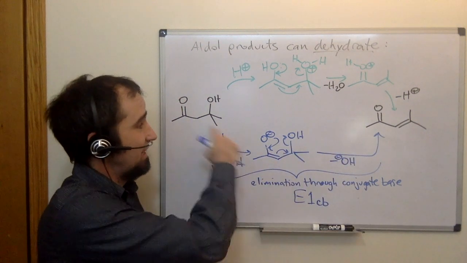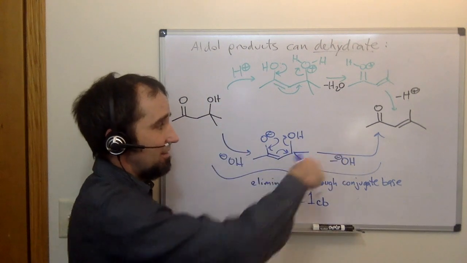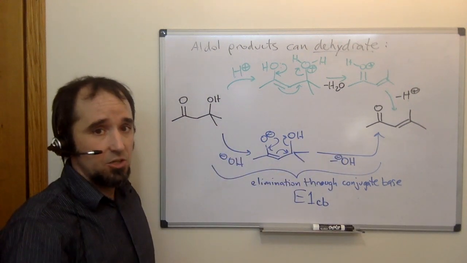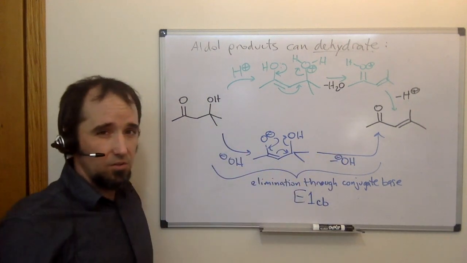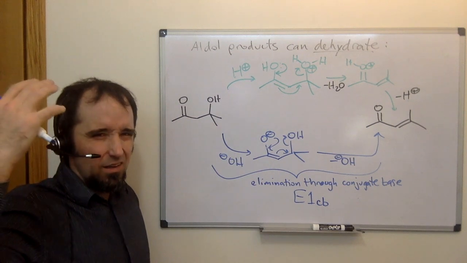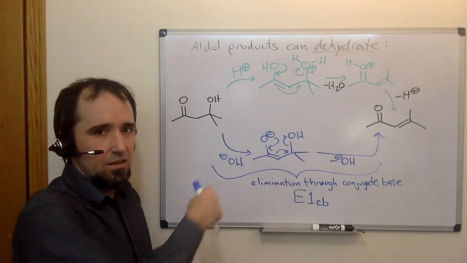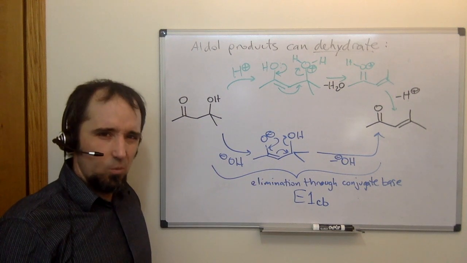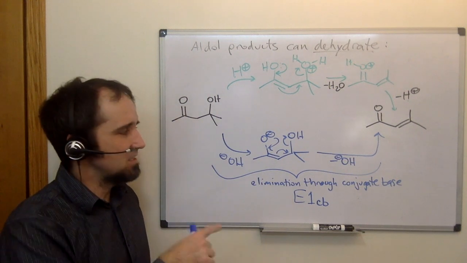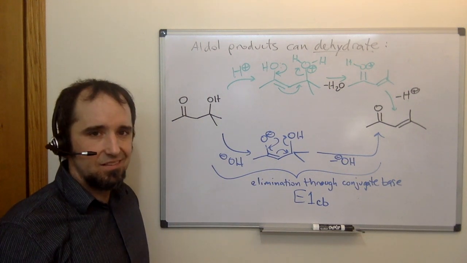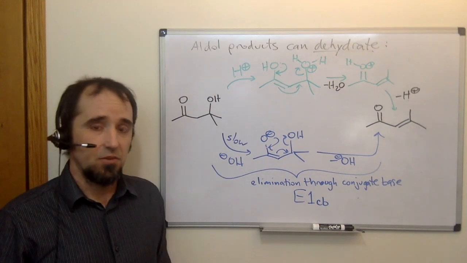You might look at this and say, what kind of elimination is this? This is an elimination reaction. Should I think about this as E1 or E2, right? So E1 goes through a cation. This doesn't go through a cation. E2 is a one-step reaction. This is two steps. And so this is neither E1 nor E2. This is a different reaction.